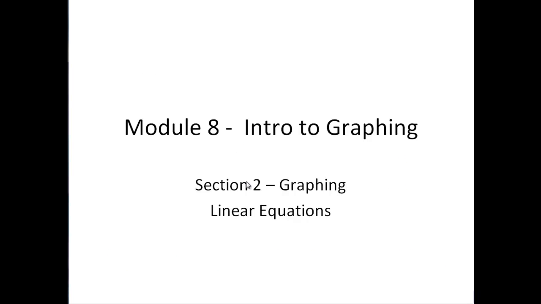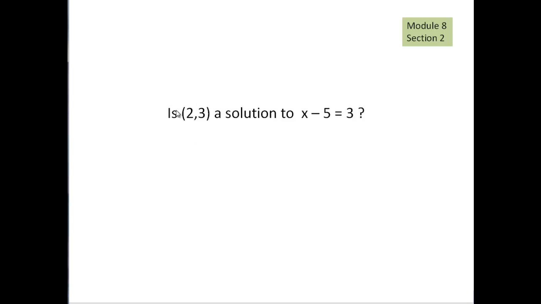Okay, when working through Section 2, that's graphing linear equations. First, it starts off with something like this: is 2, 3, where x is 2, y is 3, a solution to x minus 5 equals 3? Well, we take our 2 and plug it in for x, and our 3 is just over here. So we take our 2, plug it in for x: is 2 minus 5 equal to 3? Well, this side's negative 3, that side's positive 3, so no, it is not.